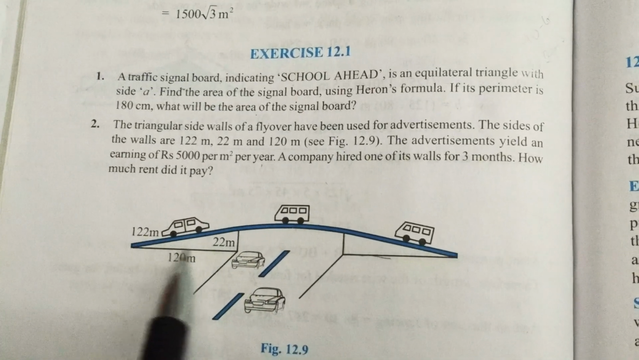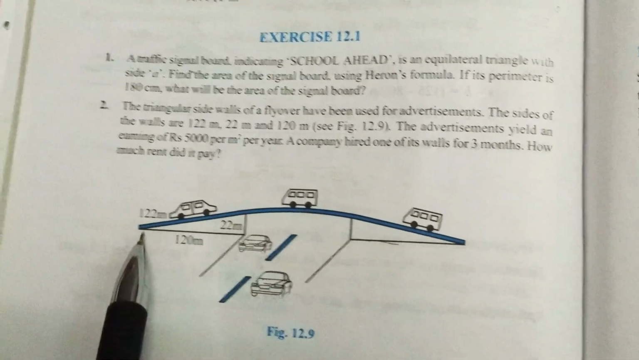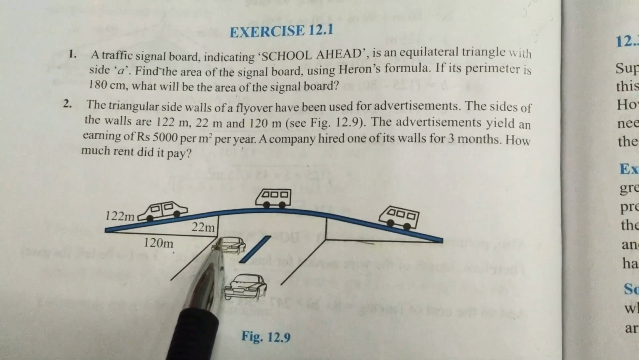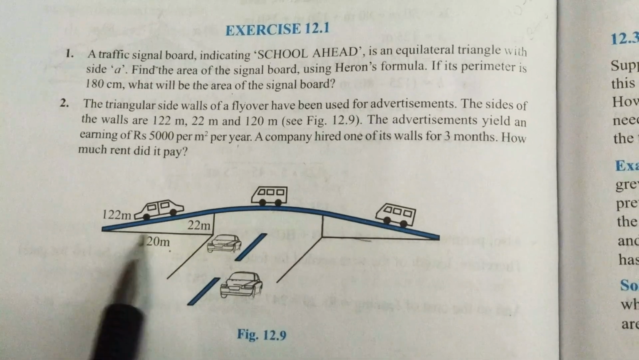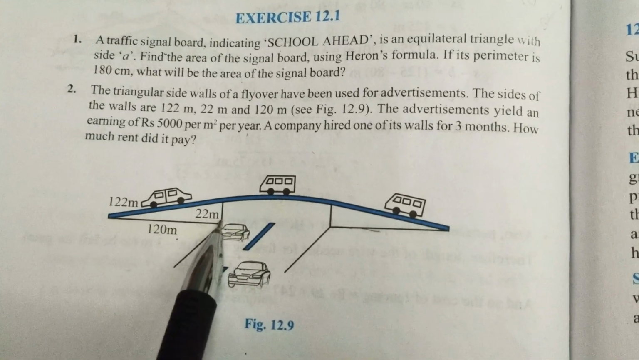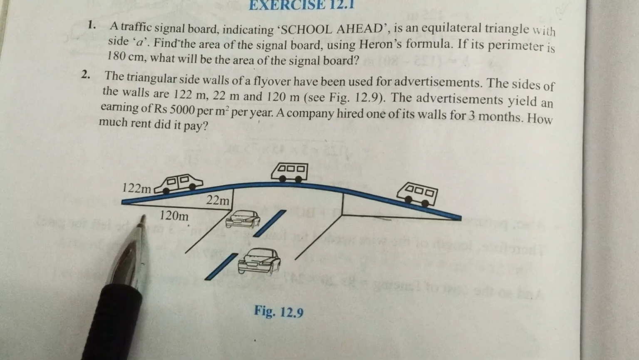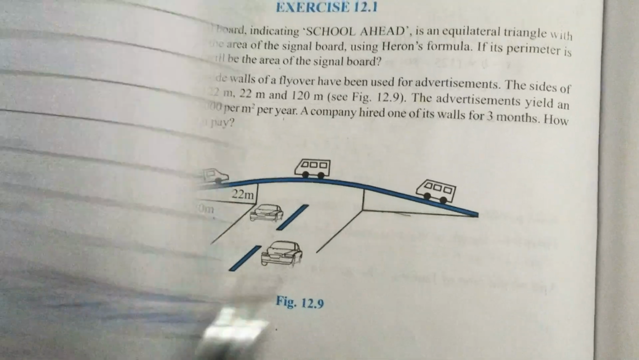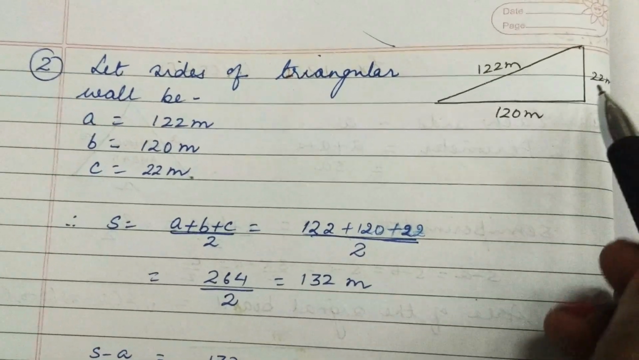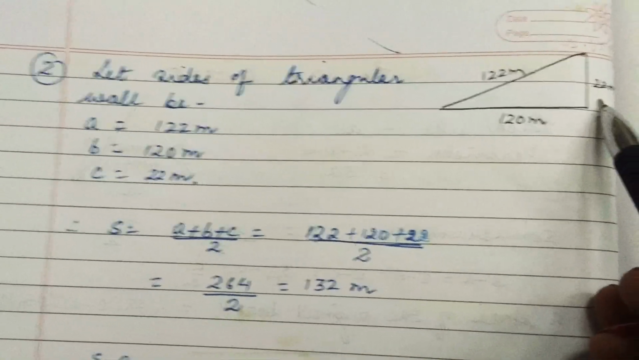So it is given that this is a flyover and the dimensions of one of its walls are 122 meter, 120 meter and 22 meter. And the company has hired only one of its walls for 3 months. So let us find out how much rent the company has to pay for this wall. This is the dimension of the triangular wall. Let us take A as 122 meter, B as 120 meter and C as 22 meter.